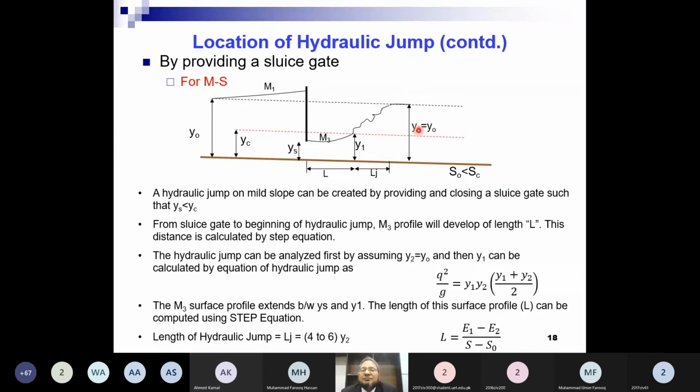So now what should be the next step? I should assume y2 equal to y naught, 8.99. Yes, and using this equation of hydraulic jump, I should compute y1. Now write: assuming y2 is equal to y naught is equal to 8.99 feet, computing value of y1 using equation of hydraulic jump. Now write this equation, put values, and then compute y1.